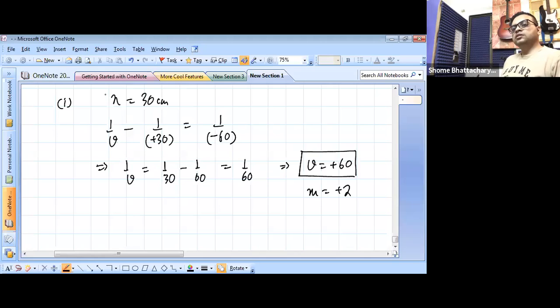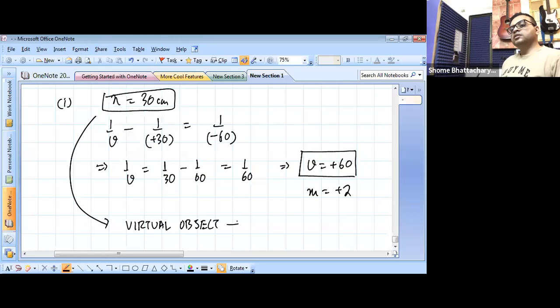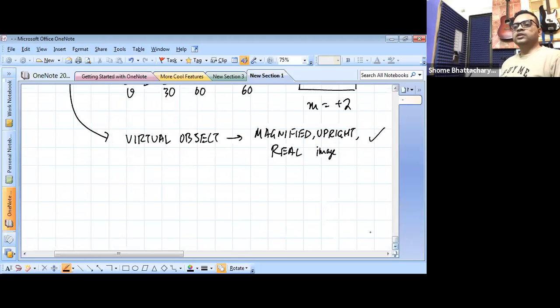So in this case, you are seeing that the virtual object is giving a magnified, upright and real image. But in the other two cases, you get virtual images. Yes, correct.